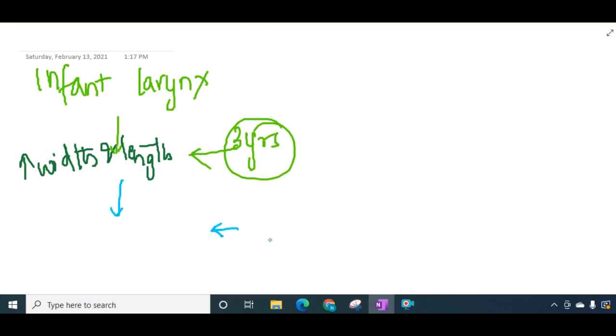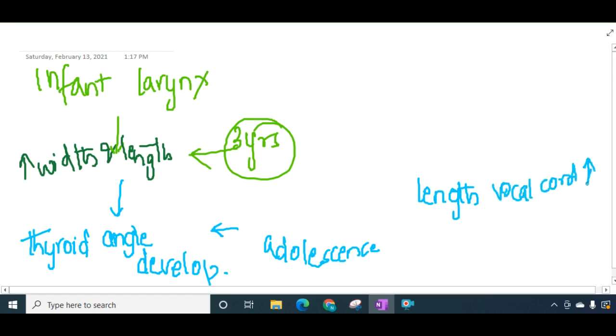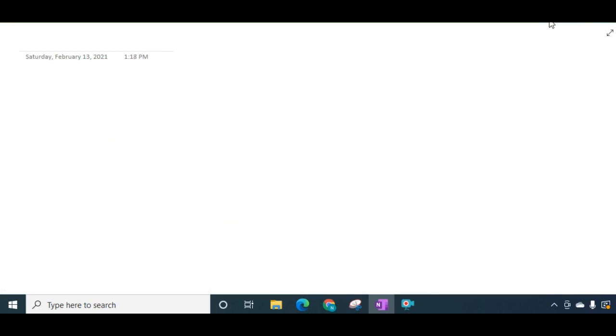Then at around adolescence, the second growth spurt occurs, when the thyroid angle develops, whereas at the first growth spurt there is an increase in the width and length of the larynx. The length of the vocal cords also increases, which results in a change of voice, especially in males. Then the larynx descends to the adult level, that is C5.